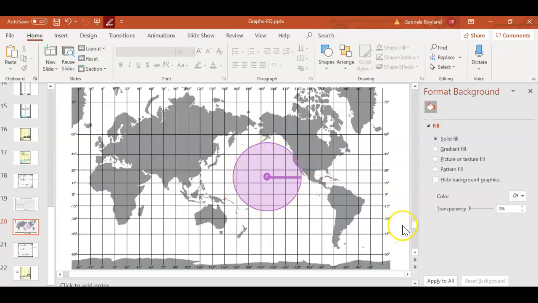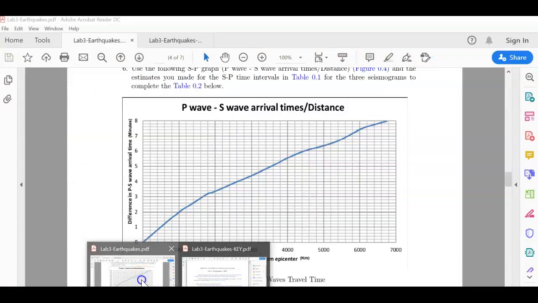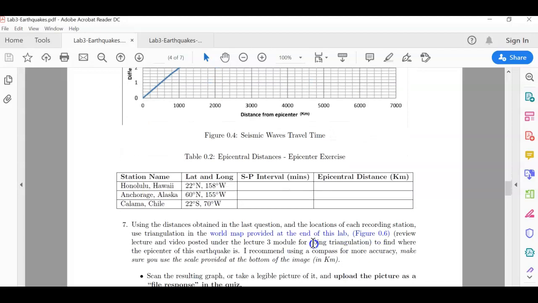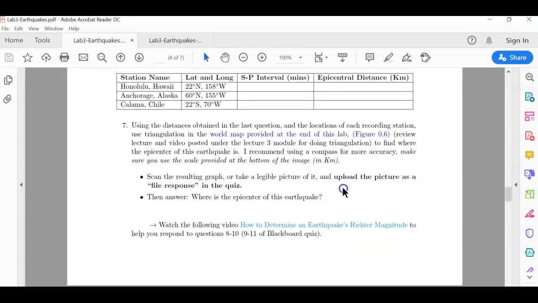In order to find whether it happened here, here, wherever, you have to find the 2 other circles, from Chile and the one from Alaska. Wherever those 3 circles intersect one another, that's the epicenter of the earthquake. Again, you do that by using the information that you obtained in the previous questions. Okay, so I think you can do it. If you can't, ask me any questions that you may have, and I'm happy to help you.